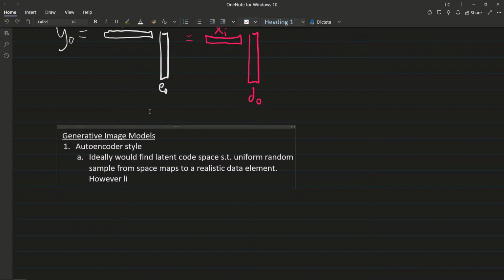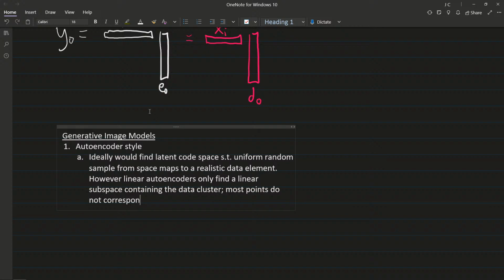However, linear autoencoders only find a linear subspace containing the data cluster. Most points do not correspond to realistic data. Okay.